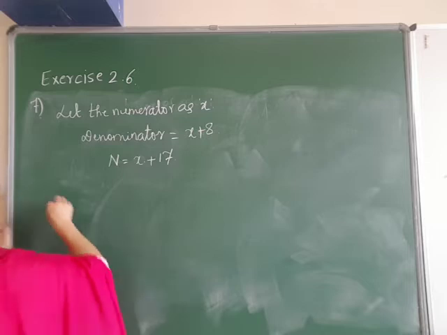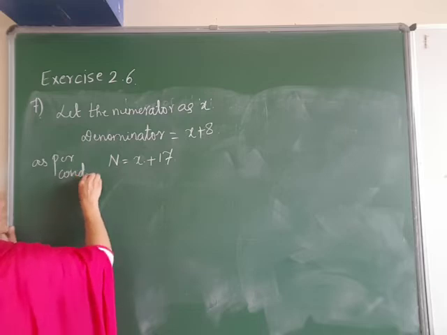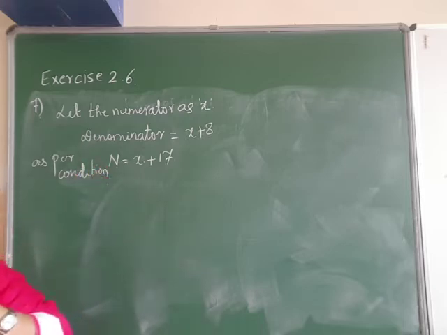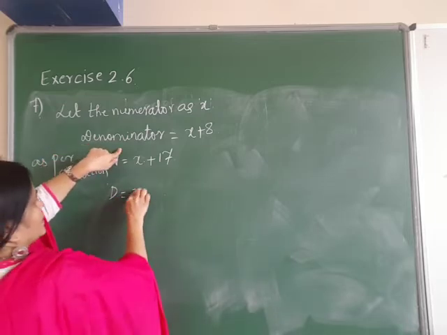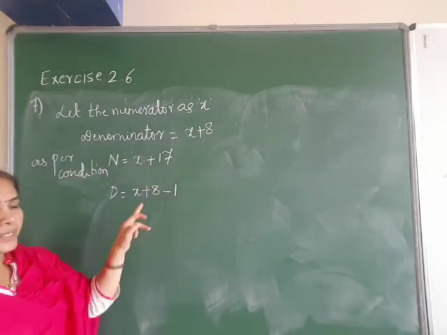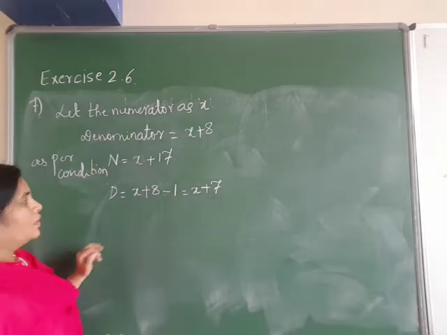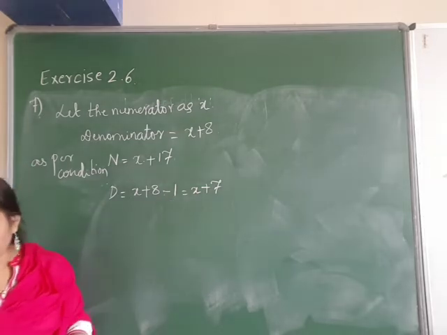So as per the condition, the numerator is increased by 17. Next, the denominator is decreased by 1. So I will take this as d. The denominator is x plus 8 decreased by 1. So this is equal to x plus 7. 8 minus 1, so you have to decrease 1. So it is x plus 7.